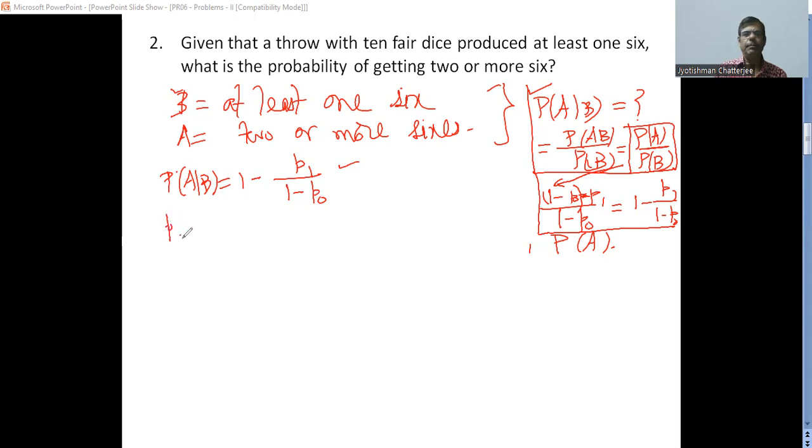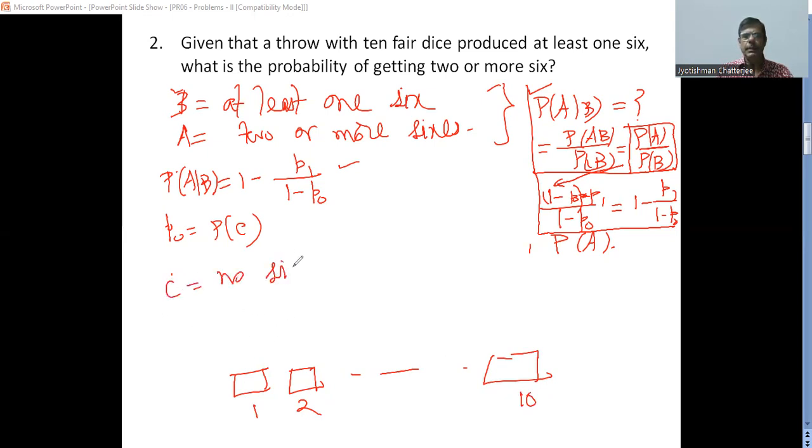Now, what is P0? That is probability of C. And C is which event? C means there is no 6 at all. These are the dice. There are 10 dice altogether, dice number 1, 2 up to 10. So for event C, C is what? C is no 6 occurs. So C means no 6.